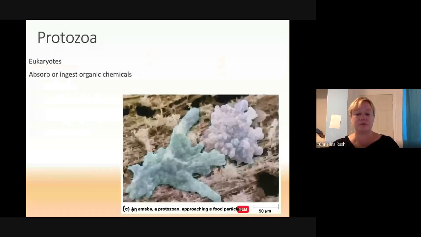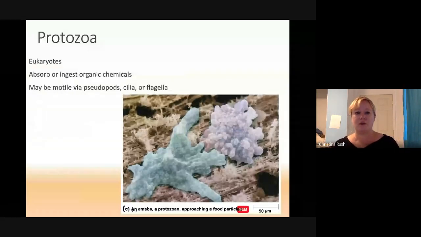Protozoa. Protozoa are microbes that are eukaryotes. They absorb or ingest organic chemicals, and they may be motile. They might use a pseudopod, which means a sort of foot, cilia, which are little hair-like projections around, or flagella, which are a little bit more tail-like.